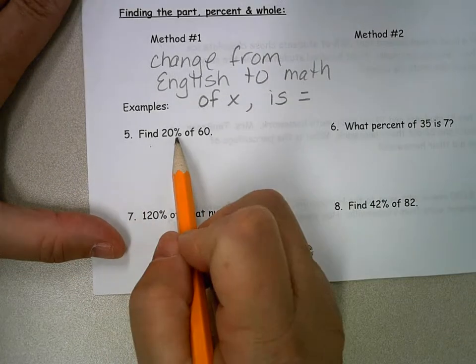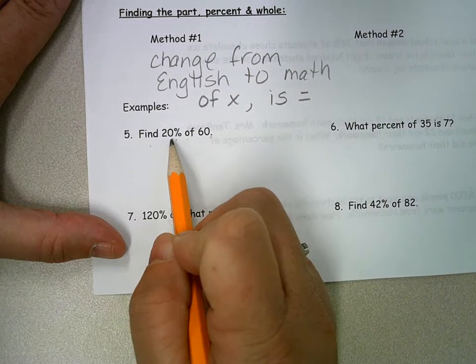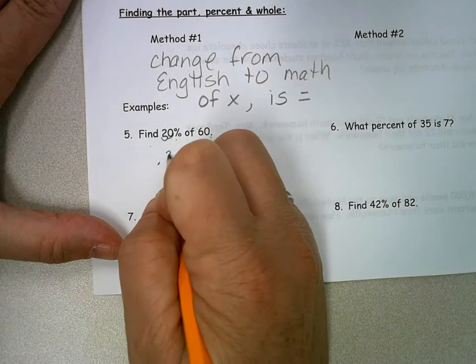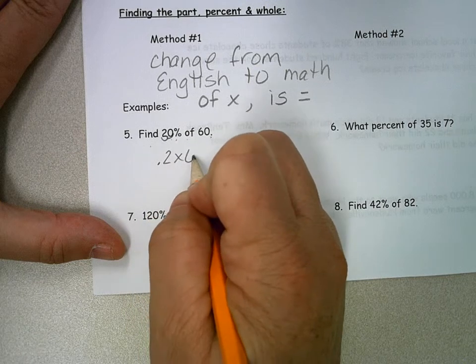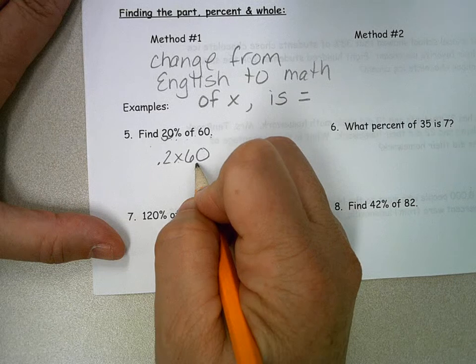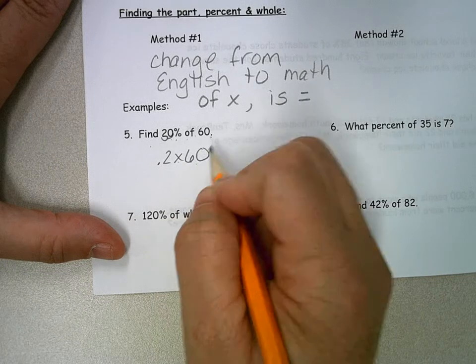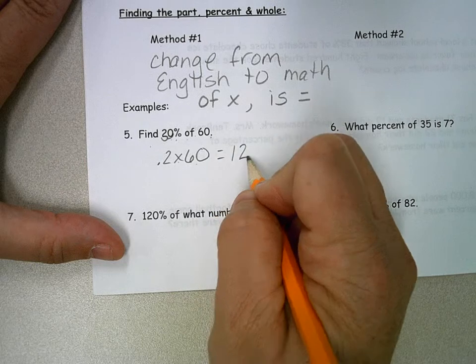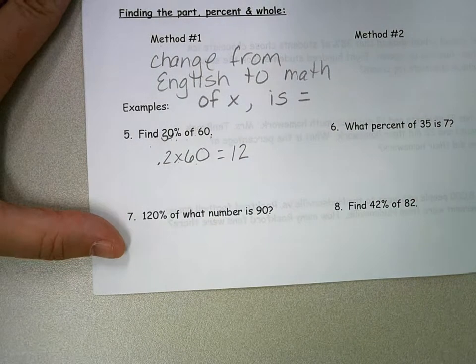So find 20% of 60. We're going to change this to a decimal. That will be 0.2. The of becomes a multiply, and 60. 0.2 times 60 is 12. And that's your answer.